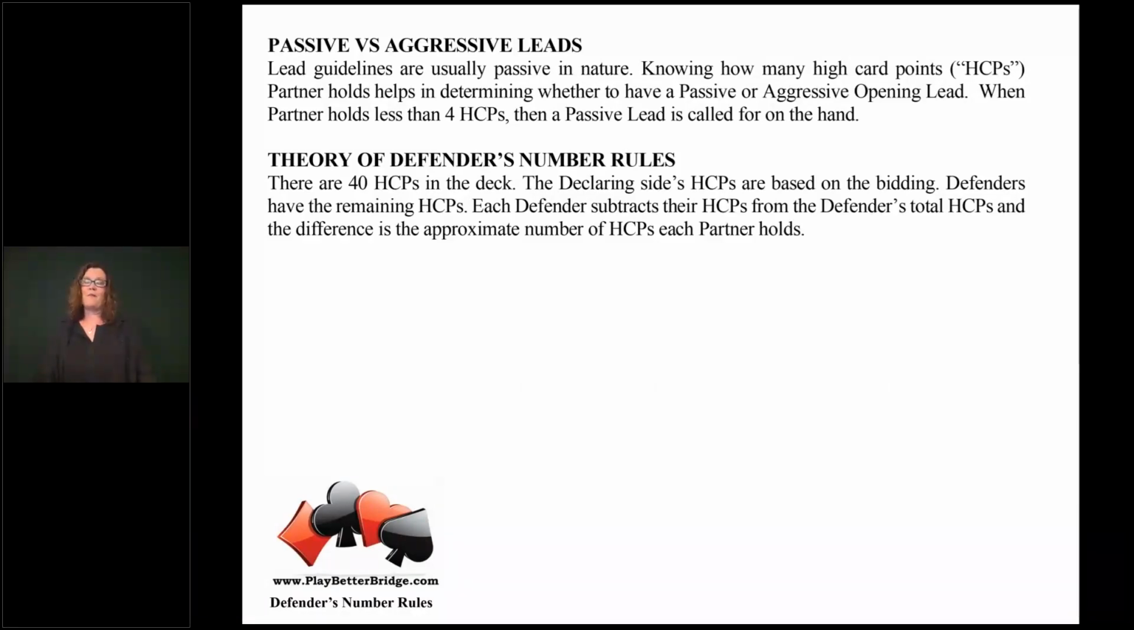And you subtract that from 40, because once again, there are 40 high card points in the deck. And then the remaining number of high card points is what your partnership as defense has. So you count your high card points up in your hand, subtract it from that number, and that tells you the approximate number of high card points your partner holds. If your partner holds less than 4 high card points, approximately less than 3 or 4 high card points, you want to consider a passive opening lead, a passive defense. All right, so let's take a look at these number rules.